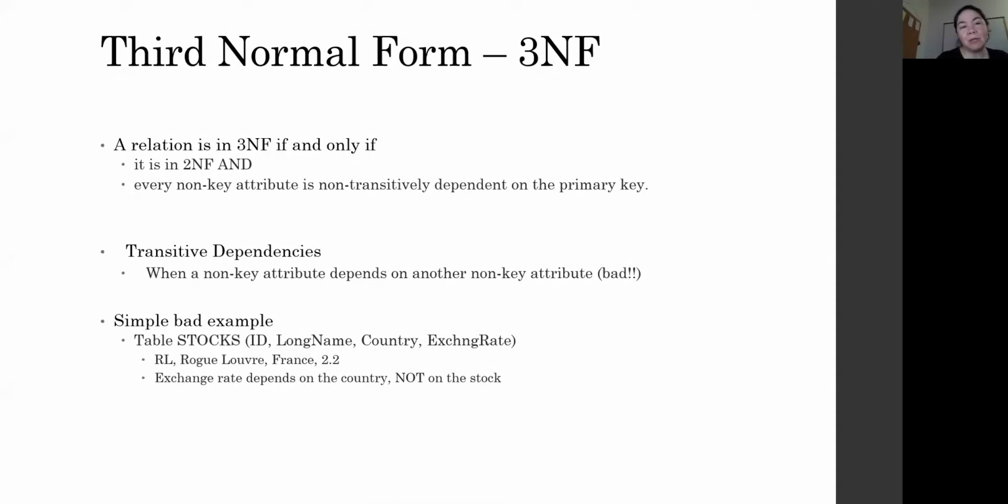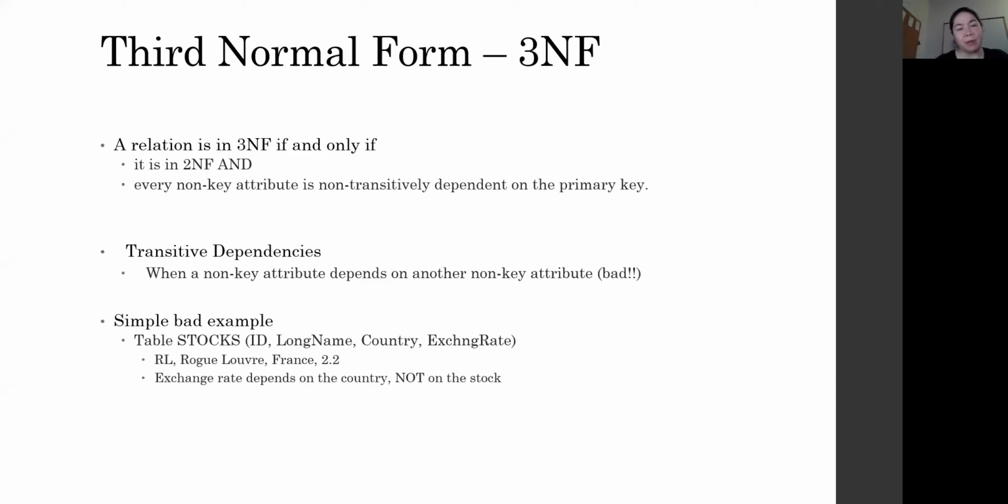Okay, so now we're going to move to our third normal form. A relation is in the third normal form if and only if, first of all, it's in the second normal form already, and we know that if it's in the second, it's already in the first. And every non-key attribute is non-transitively dependent on the primary key. What in the world does that mean?